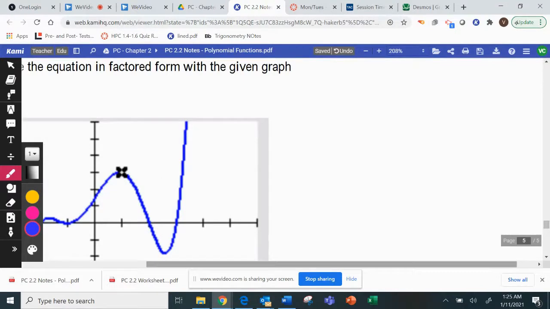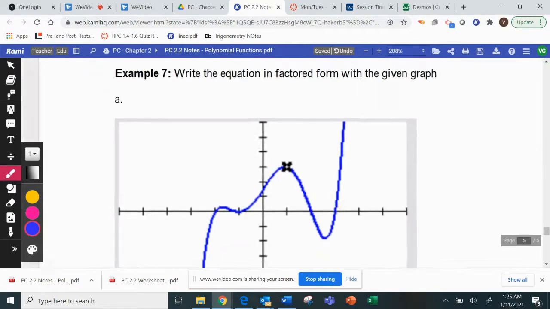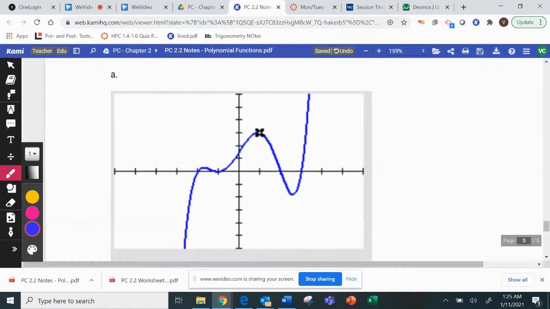All right, 2 more quick sections. The next section is to write the equation in factored form with the given graph. And what you're going to do to write it in factored form is you're going to look for your x-intercepts first. X-intercept, x-intercept, x-intercept, x-intercept.